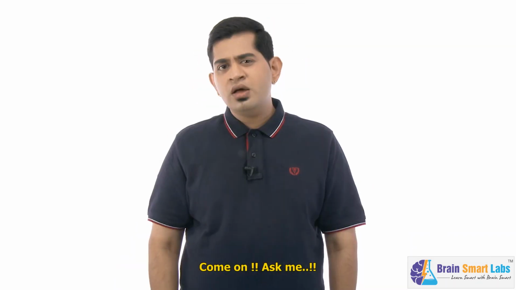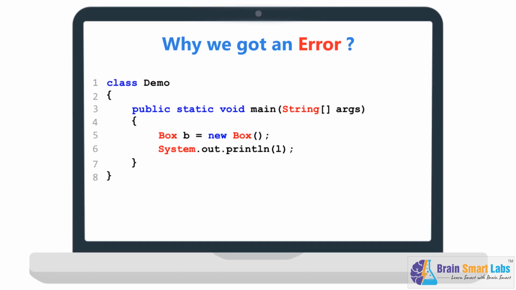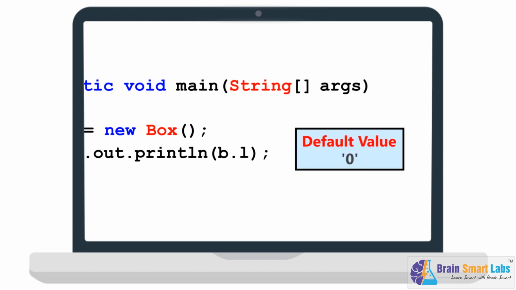Guru, I have one more major doubt now. What is your doubt? When we write SOPL inside our main method, we get an error which says cannot find symbol. When we write SOP b.l inside our main method, we get a default value as our output. Now what if we write SOP b in our main method?